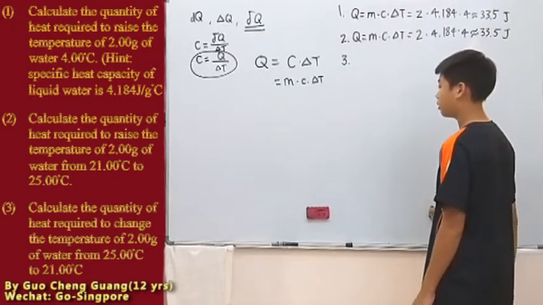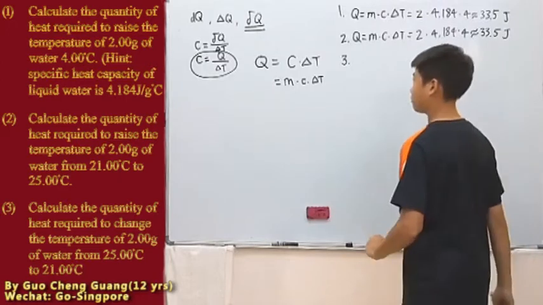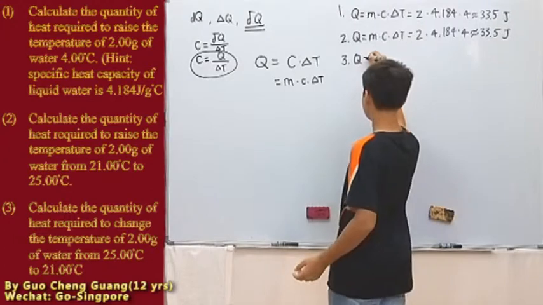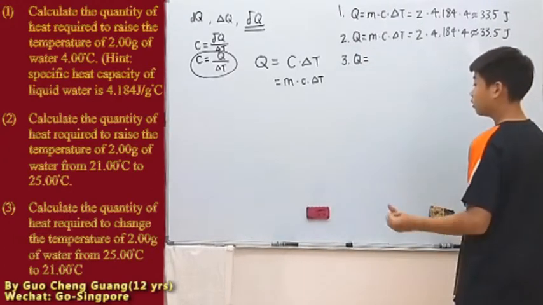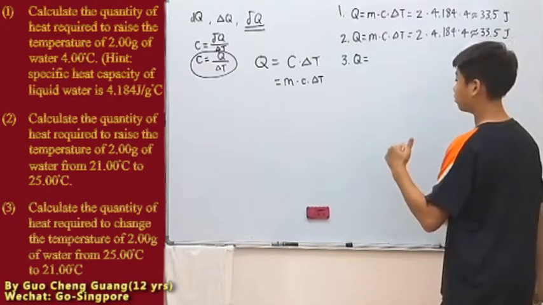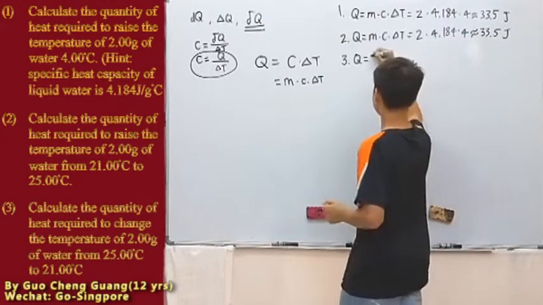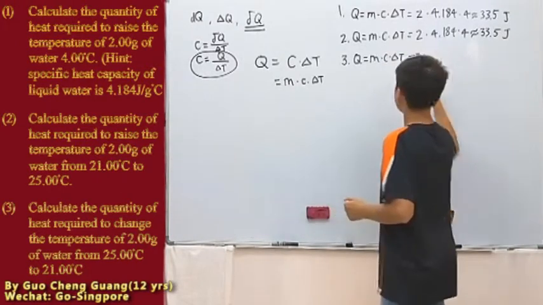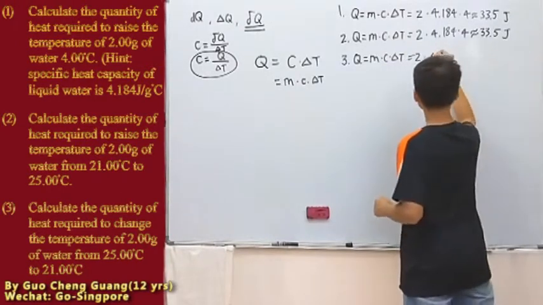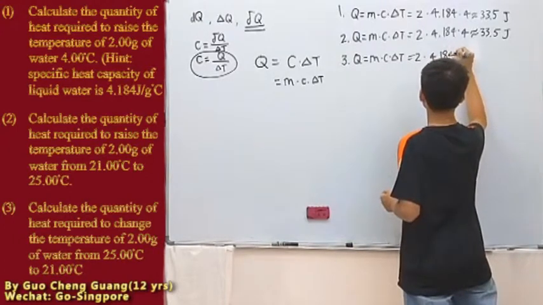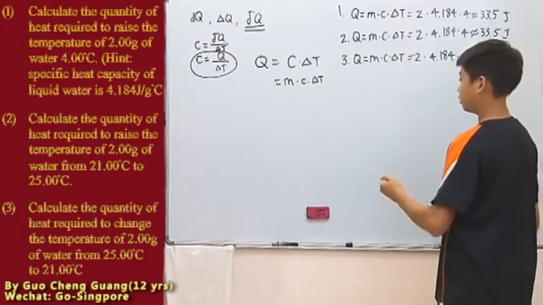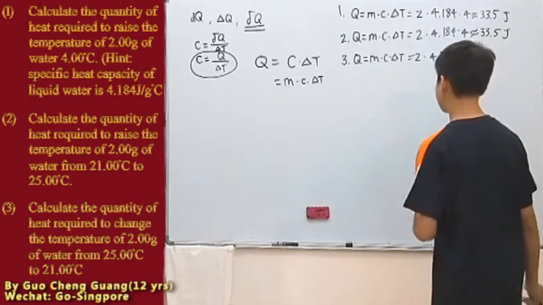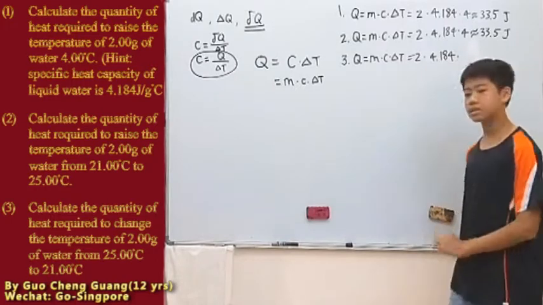The third example here looks almost the same. So we still want the quantity of heat, that is Q. Then this part, to change the temperature of 2 grams of water. And then yes, it is still water. Then change the temperature from 25 degrees Celsius to 21 degrees Celsius. So that's the difference here.